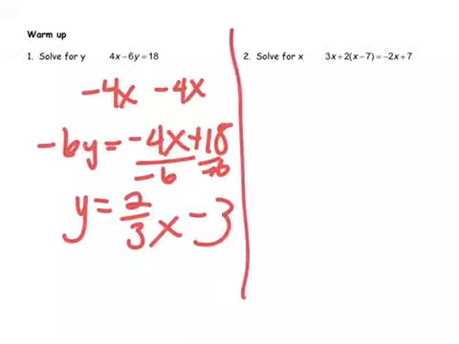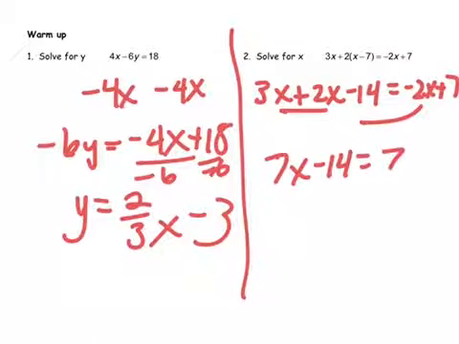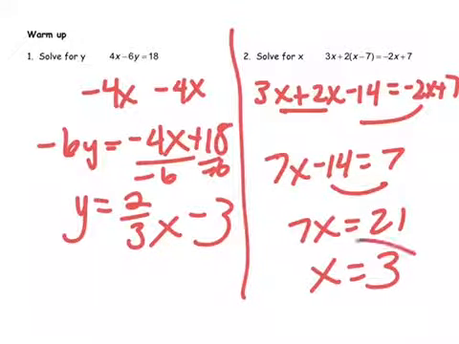Over here, you're going to simplify. Start off by distributing, so you're going to have 3x plus 2x minus 14 equals negative 2x plus 7. You're going to bring that 2x over to add to the 3 and the 2, so that's going to give you 7x minus 14 equals 7. You're going to bring that 14 over, so it's going to give you 7x equals 21, so that gives you x equals 3. Make sure you double check, put that in the calculator.